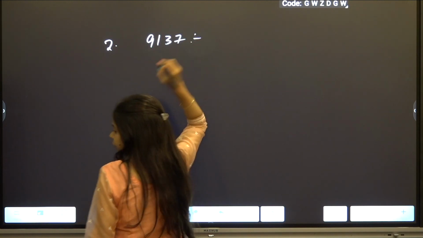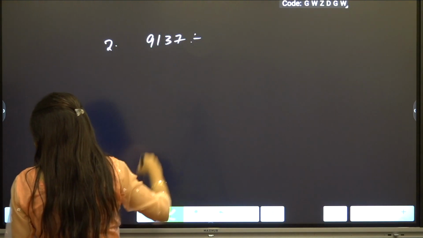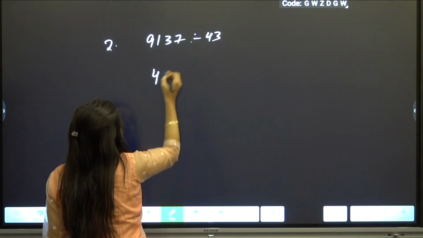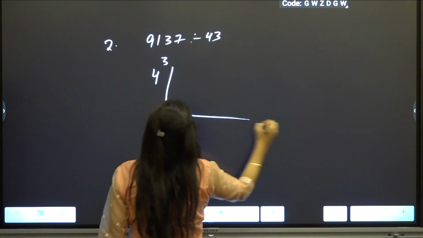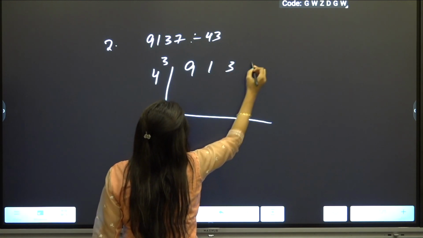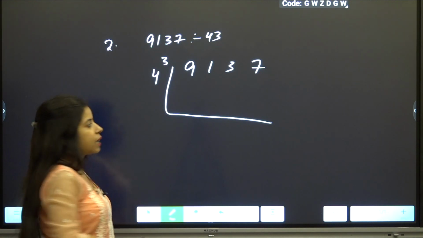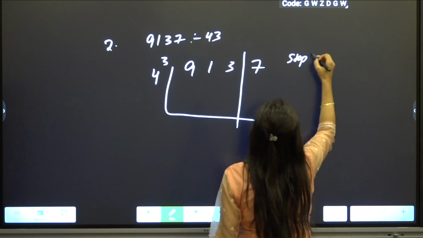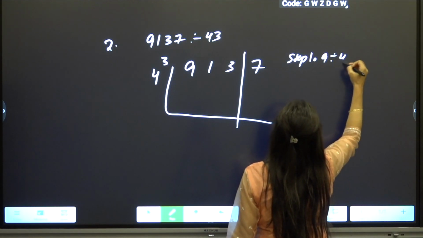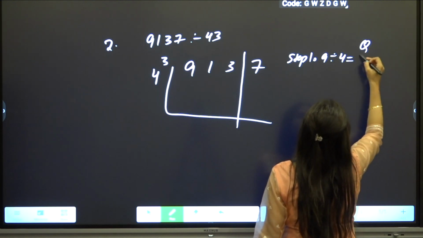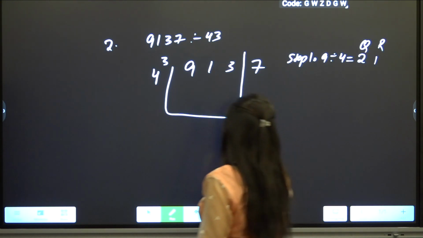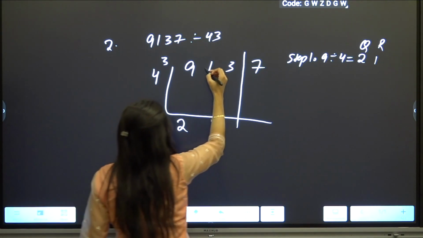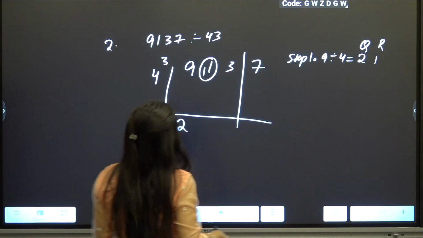Say 9137 divided by 43. So 43 will be written like this, 4 power 3, 9137, and I am going to place the slash between 3 and 7. Step 1 is 9 divided by 4. So quotient is 2 and remainder is 1. So 2 I am going to place it over here and 1 I am going to place it over here. So this will become 11.